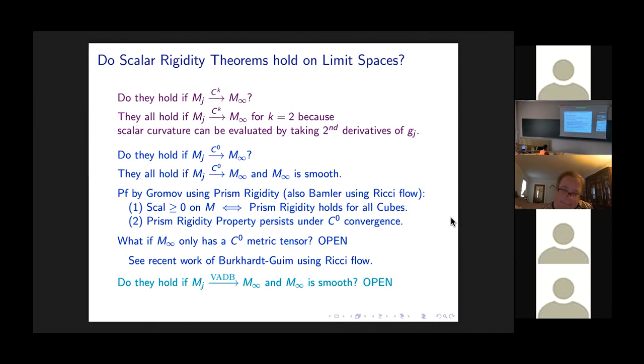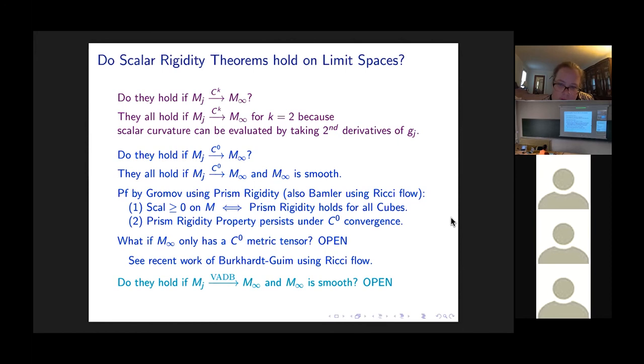So this prism rigidity for all cubes. So this is for a smooth metric tensor, and how might one hope to extend it to a metric setting, or a very low regularity setting, as a definition of non-negative scalar curvature?